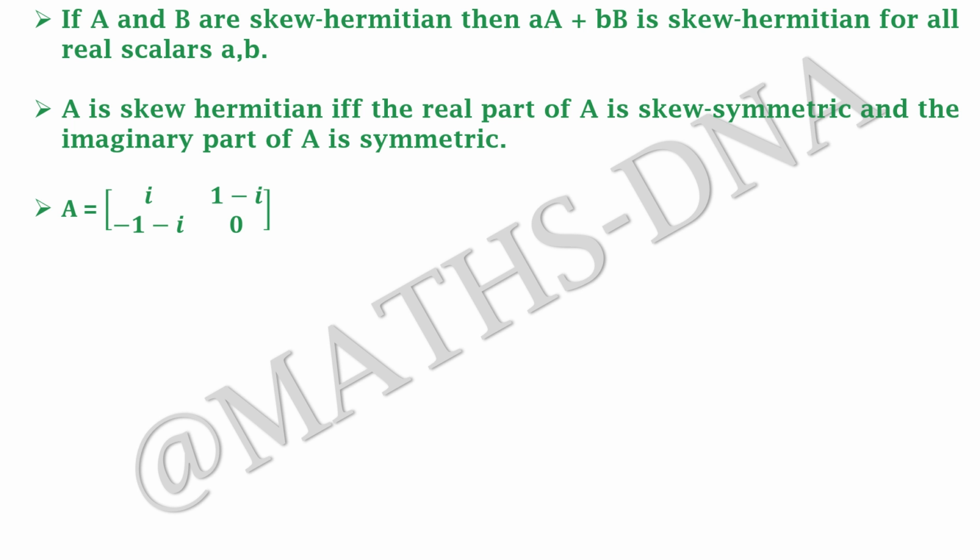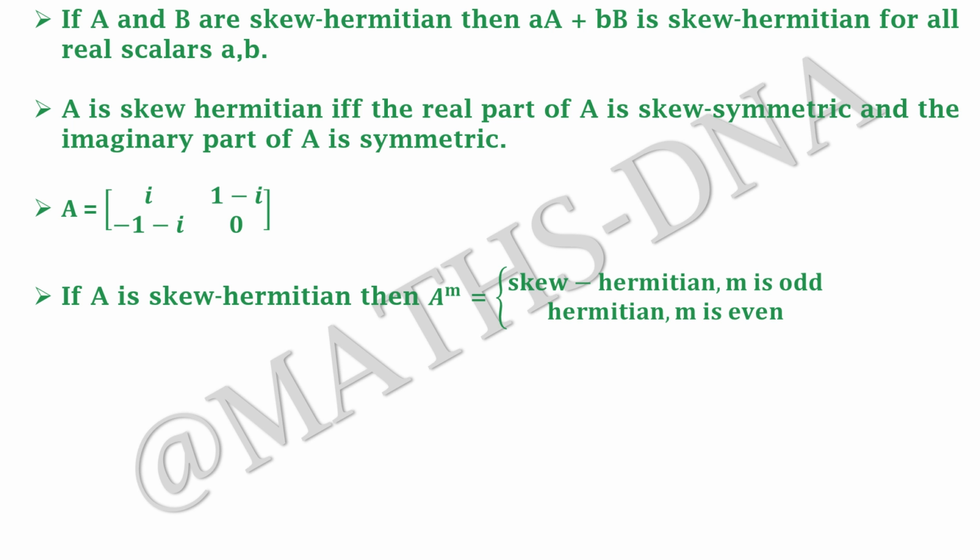In the above diagonal entry, the real part is 1, whereas the same entry in the below diagonal has a real part of minus 1, which means that the real part of A is skew-symmetric. And the imaginary part, that is minus i, is the same in both, that is symmetric. So the imaginary part of A is symmetric.